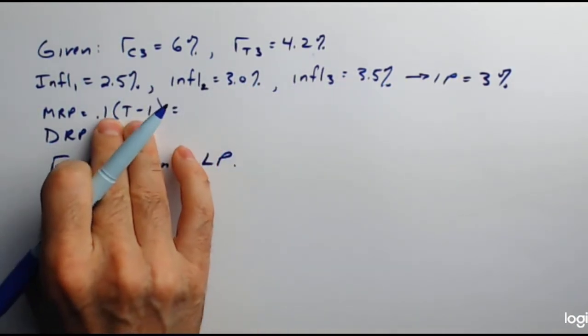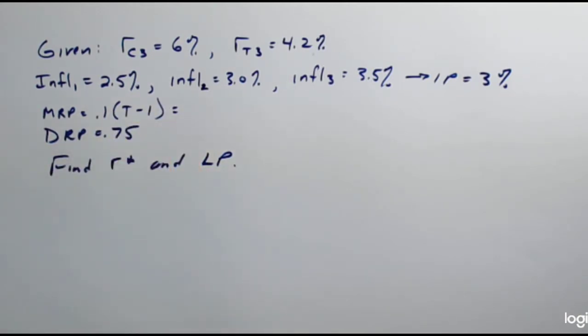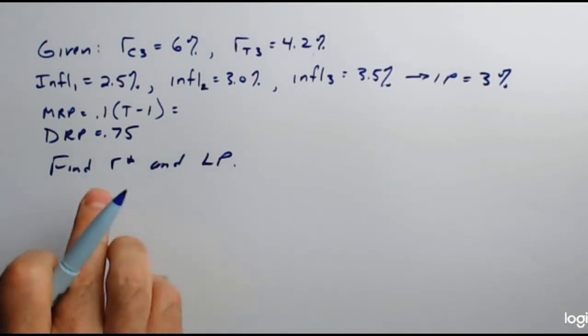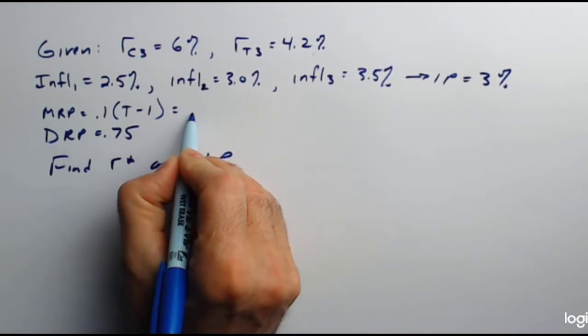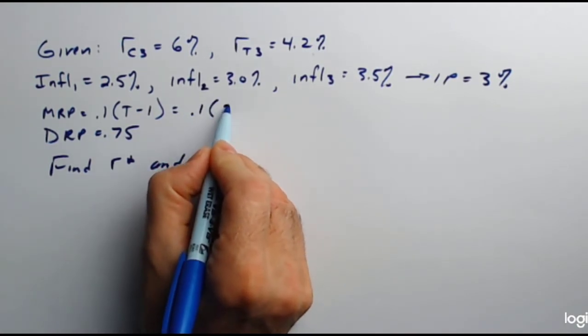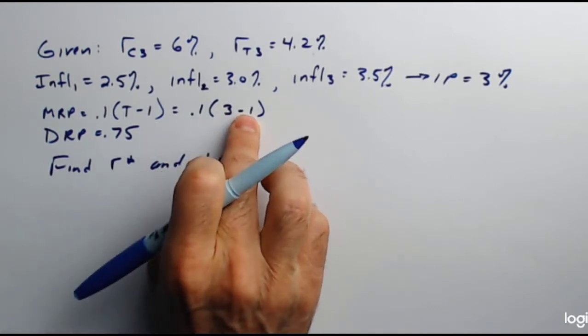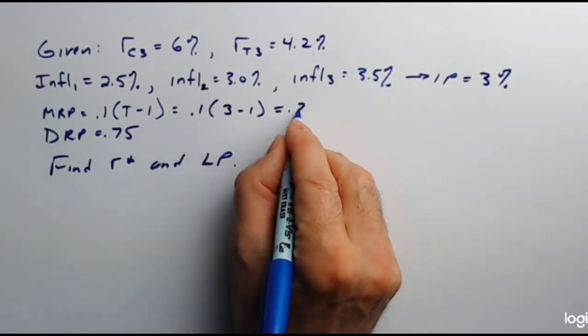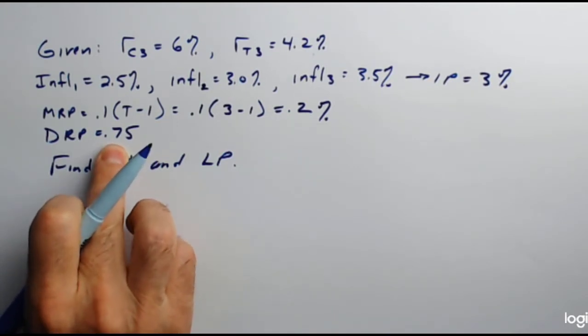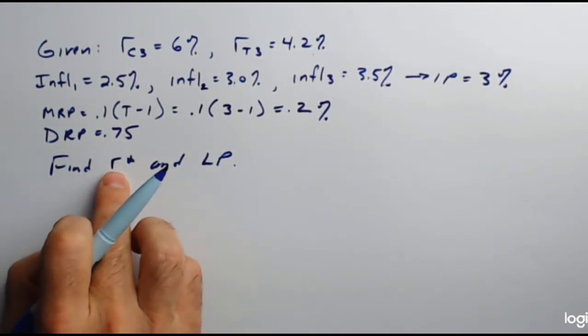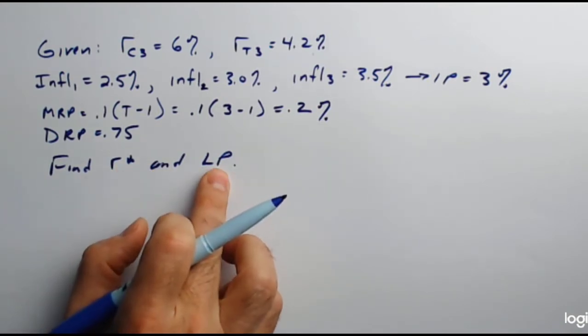Now, let's calculate the maturity risk premium. In this situation, they're giving you a formula. As I said before, not always the case. We may not get a formula, and it may not abide by this calculation. You have to back into the number somehow, some way. Now, since it's given, let's plug in the information. 3 years minus 1, that's 2, times 0.1. The maturity risk premium is 0.2%. Default risk premium is 0.75%. The question asks for what is the real rate and what is the liquidity premium.